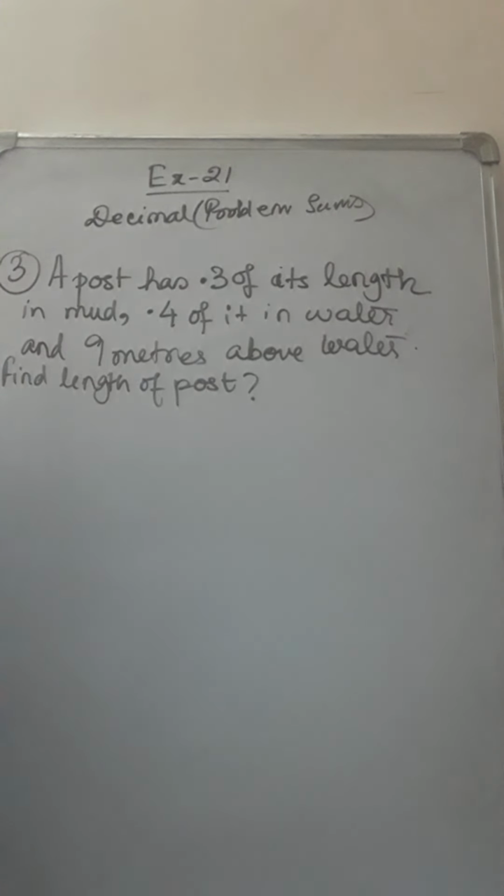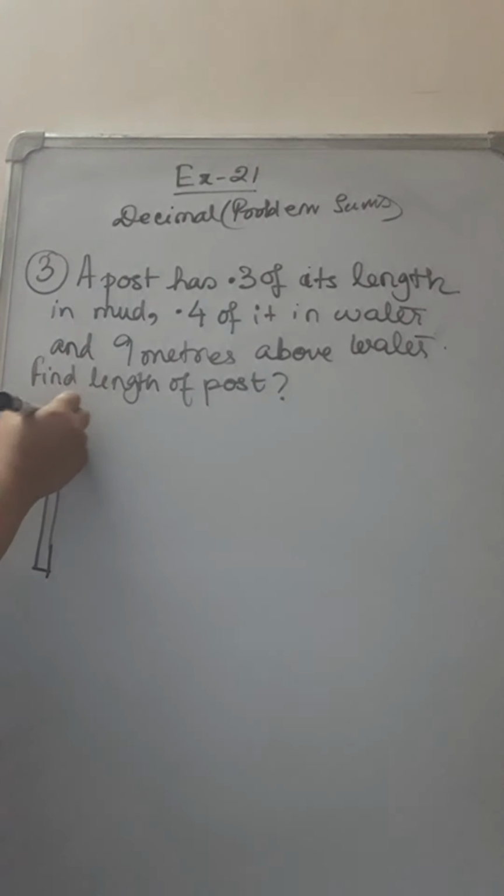Question number 3, problem sum, decimal fraction of exercise 21. A post has 0.3 of its length in mud, 0.4 of it in water and 9 meters above water. Find the length of the post. Now post, what does it mean? It can be a long standing pole, it can be a telegraph post.